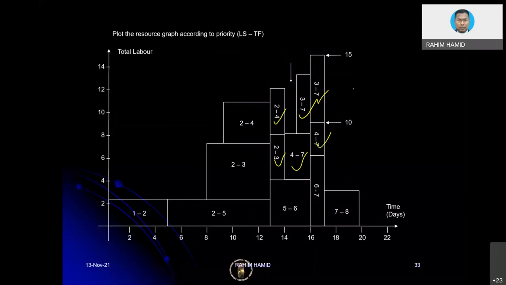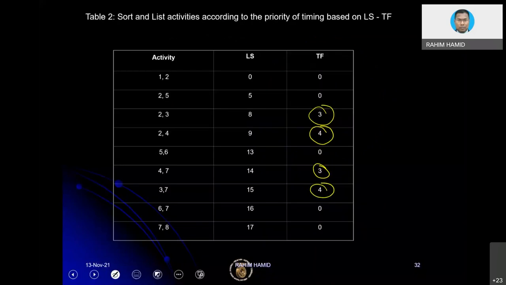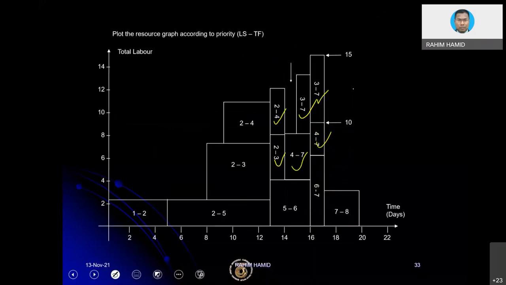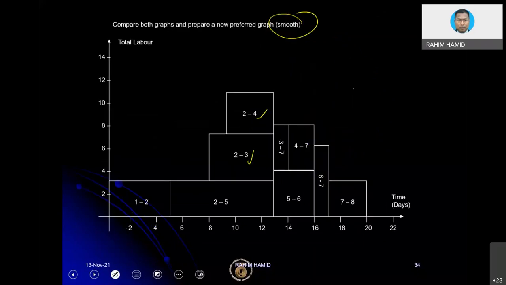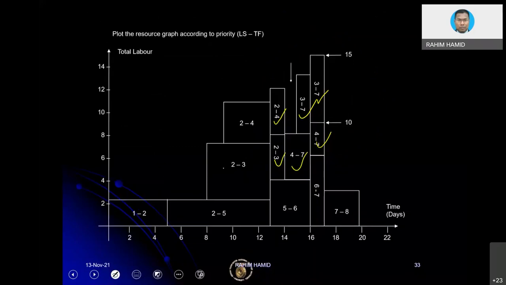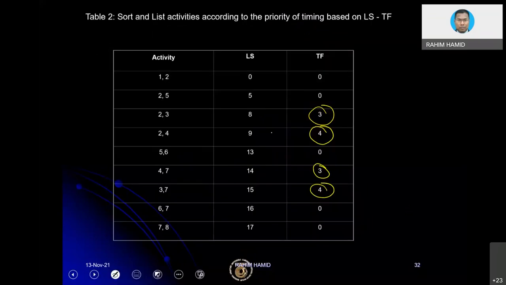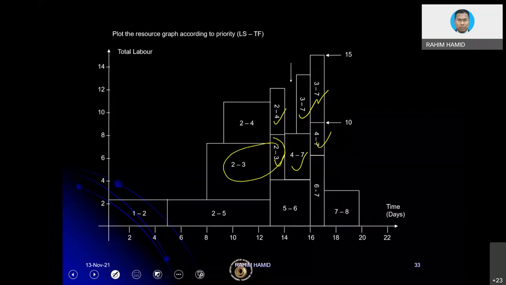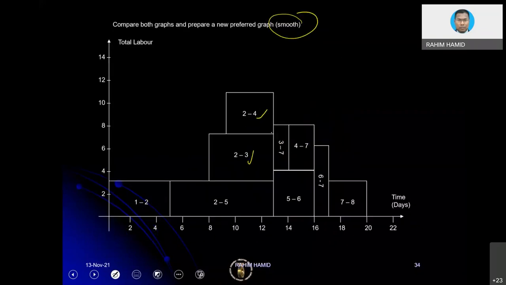So the total float, let's say activity 2, 3. Activity 2, 3 has a total float of three days. Okay, so for 2, 3 we do not adjust anything. We only adjust 2, 4. Okay, 2, 4. So 2, 4 is basically here.